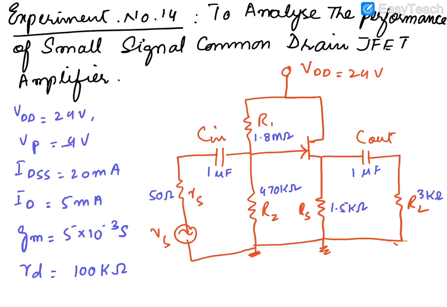IDSS is taken to be 20 milliampere, ID is 5 milliamperes. So when you find the value of GM using the value of IDSS, ID and VP, its value is 5 into 10 raised to the power minus 3 Siemens. The AC resistance of the drain terminal is 100 kilo ohms.